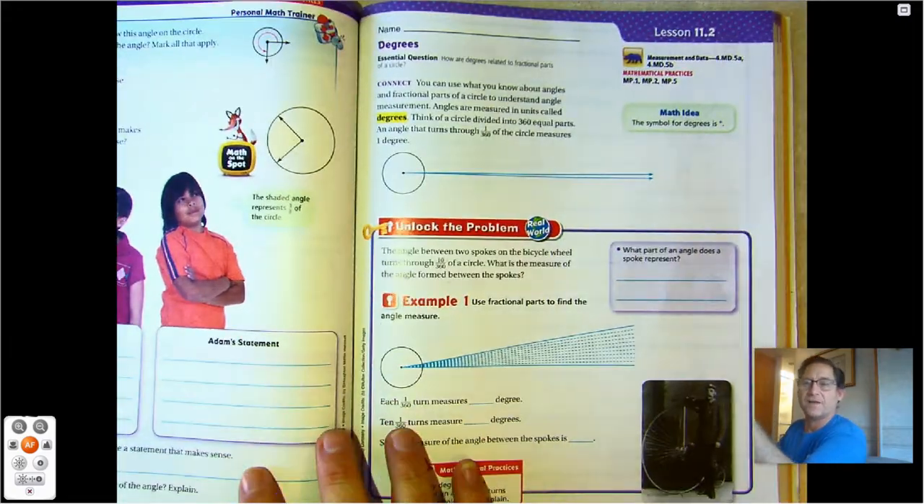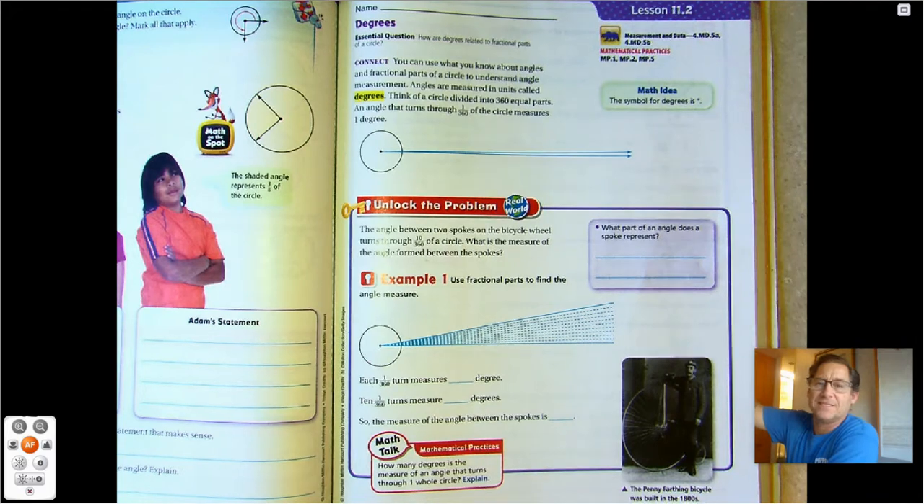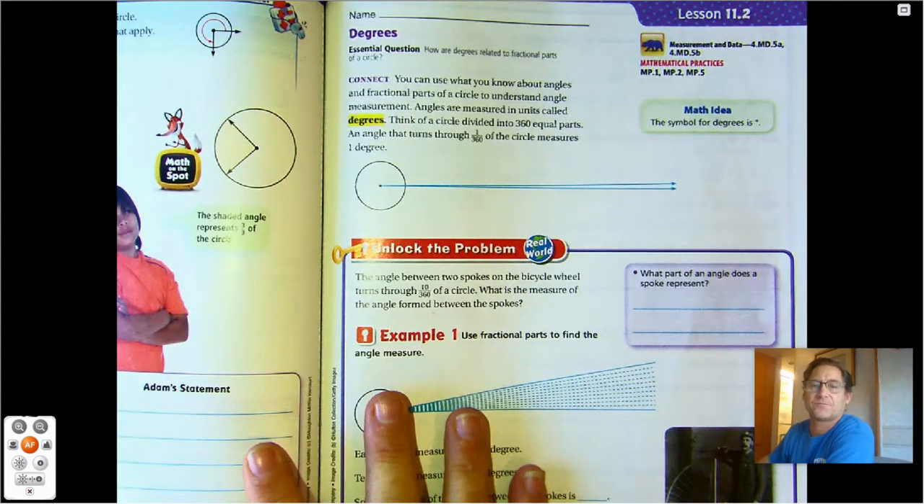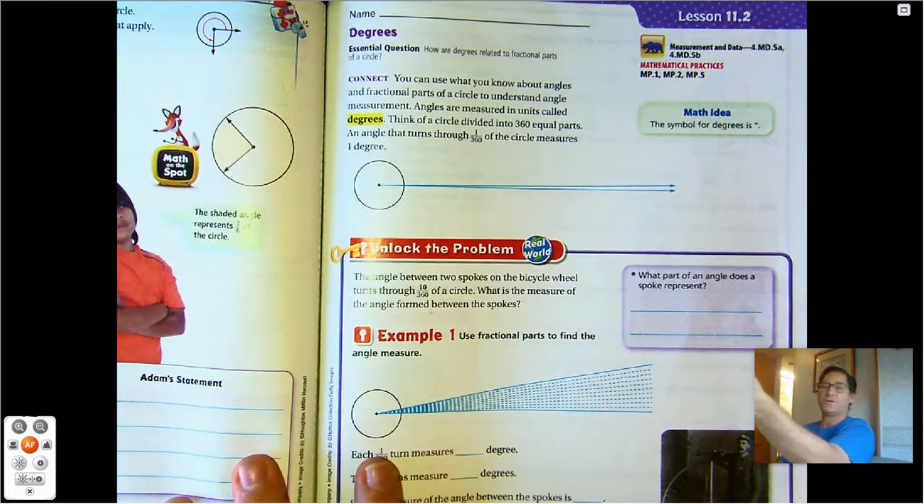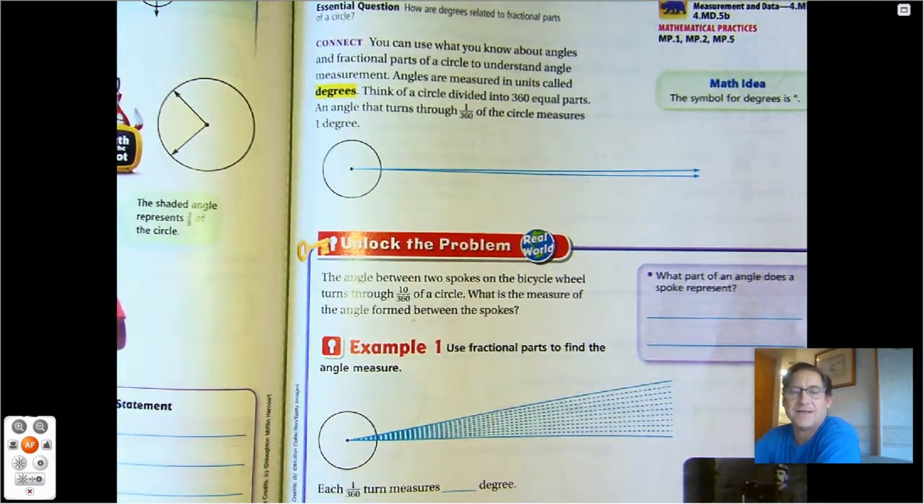Hello, everybody. In today's lesson, lesson 11.2, our topic is degrees. Our essential question is, how are degrees related to fractional parts of a circle? Well, you can use what you know about angles and fractional parts of a circle to understand angle measurement.